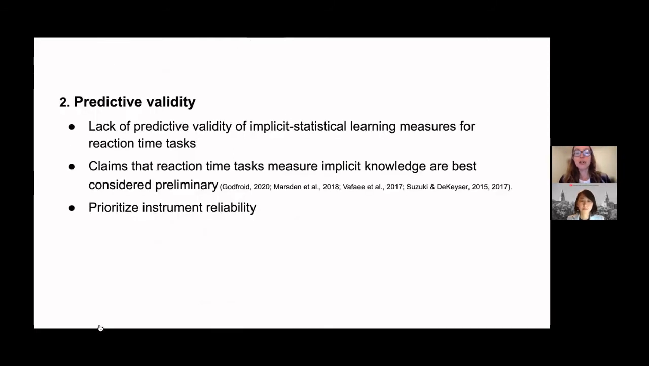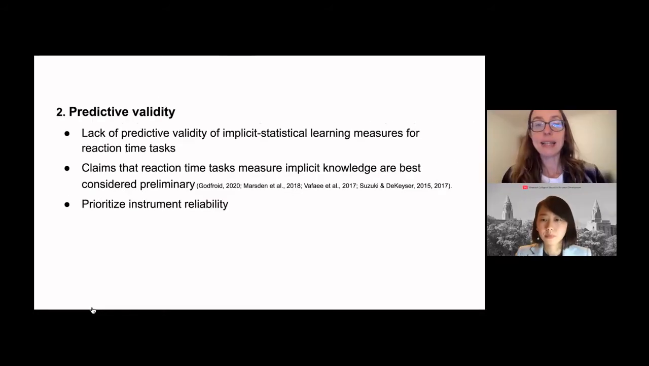Claims in the literature that reaction time measures inherently by their nature measure implicit knowledge are therefore best considered as preliminary. And I think that in future research, what would need to be prioritized is the reliability of these instruments and how we extract measures of an individual's ability from them. Thus far, this has always been done with sensitivity scores, difference scores, but there may be better options that have become available.